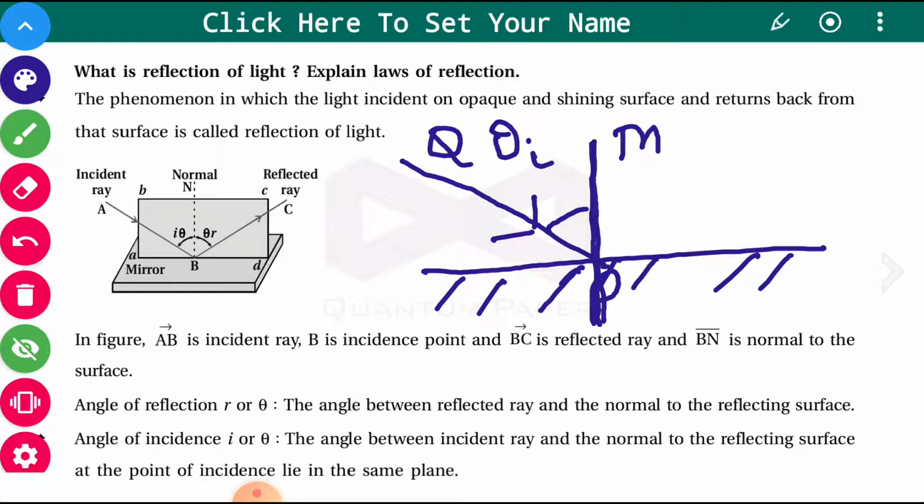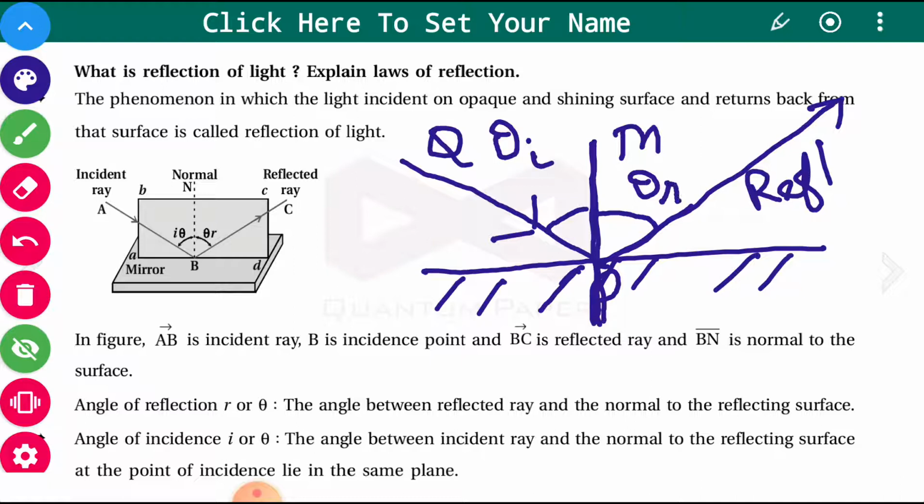Then from experiment it is found that the ray is reflected at an angle equal to the angle of incidence, and this is the reflected ray. This angle of reflection is theta r. The reflected ray makes the same angle with the perpendicular as is made by the incident ray. So the angle of incidence, theta i, and the angle of reflection, theta r, are both the same.